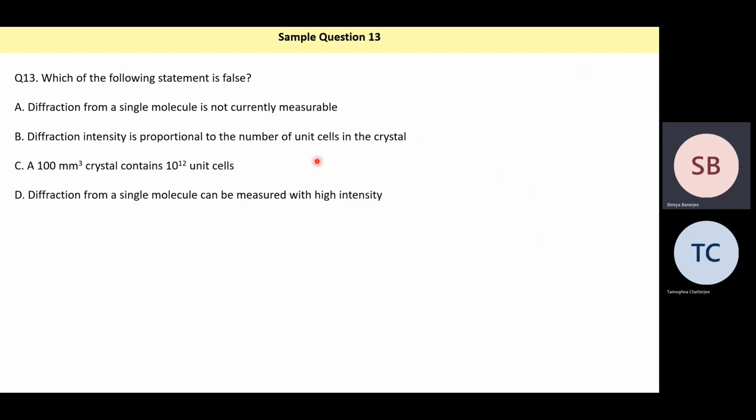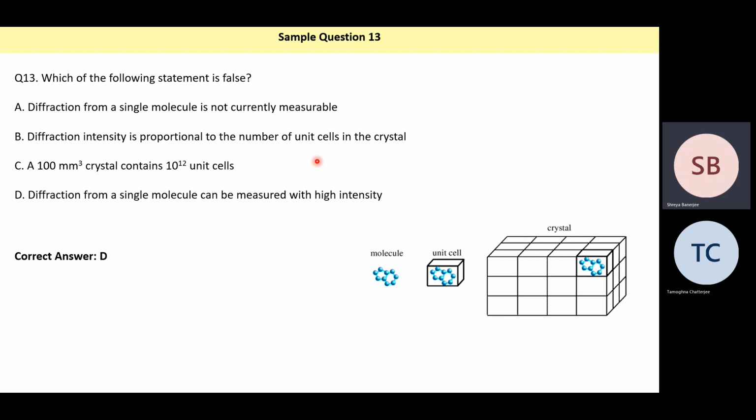Which of the following statements is false? Ma'am, is it option D? Yeah, you're correct. So as I talked in the beginning of the class, diffraction from a single molecule has very low intensity. And that is why we are using crystals for X-ray crystallography. Ma'am, is it the same cause we use MIR in case of diffraction?